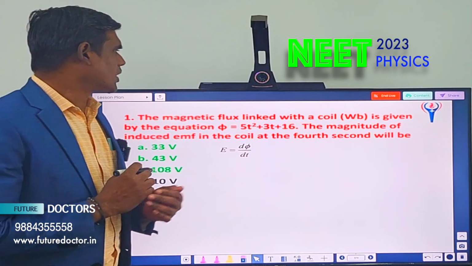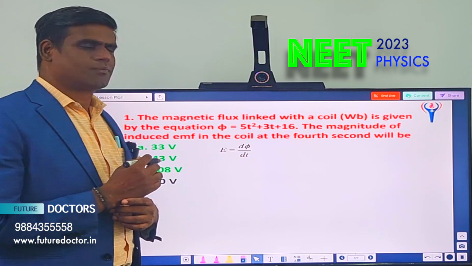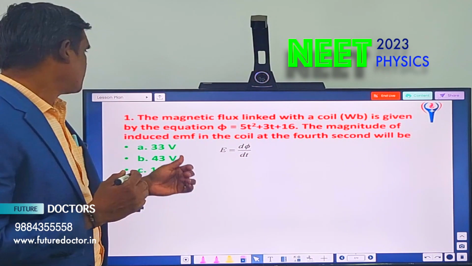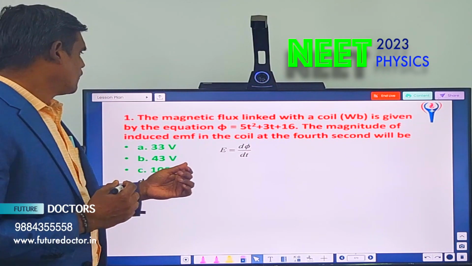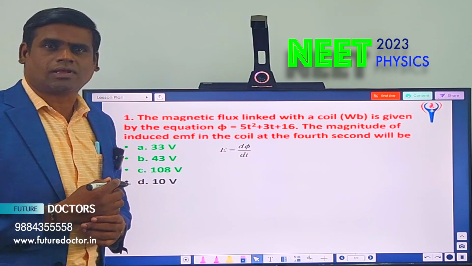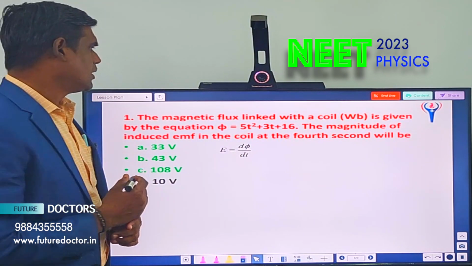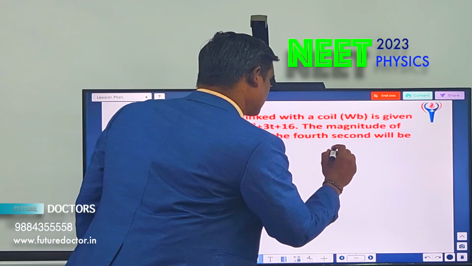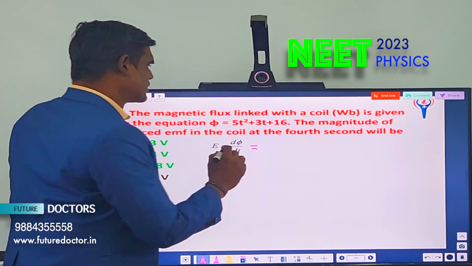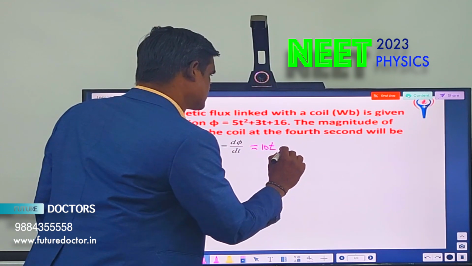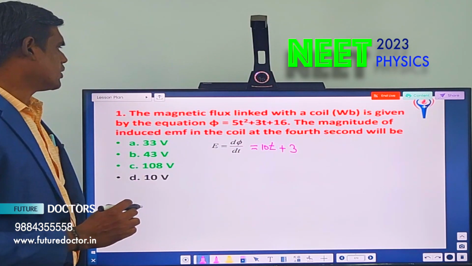The magnetic flux linked with a coil is given by the equation phi equal to 5t square plus 3t plus 16. The magnitude of induced EMF in the coil at the 4th second will be dash. Formula is induced EMF E equal to d phi by dt, and phi is given as 5t square plus 3t plus 16. Then d phi by dt, we differentiate this: 5t square differentiates to 10t, plus 3t is just 3, plus 0. Okay, so E equal to 10t plus 3.